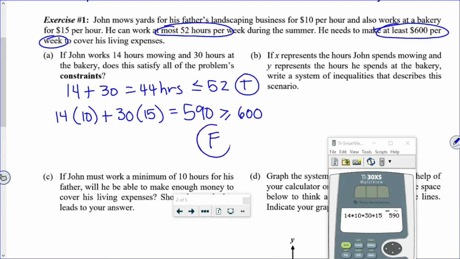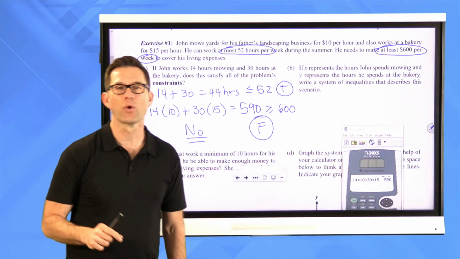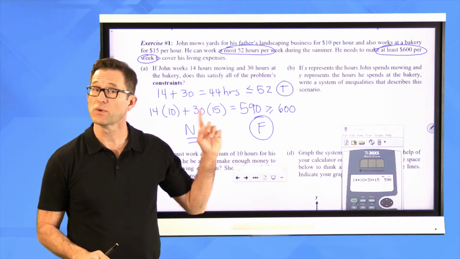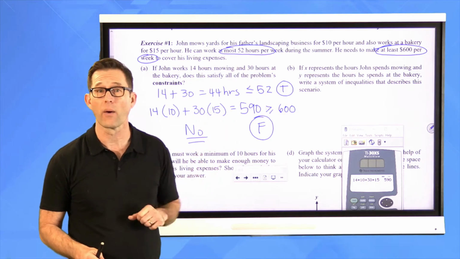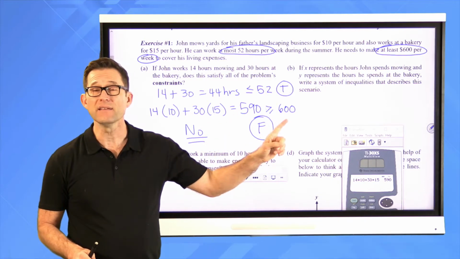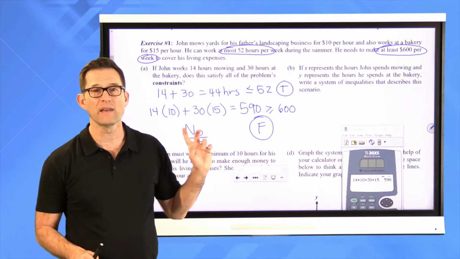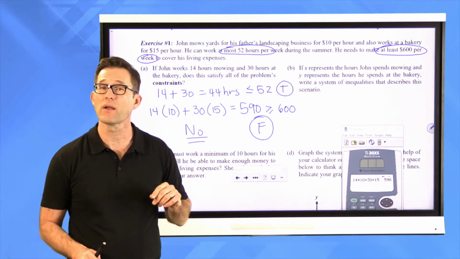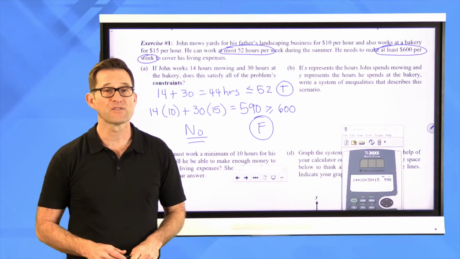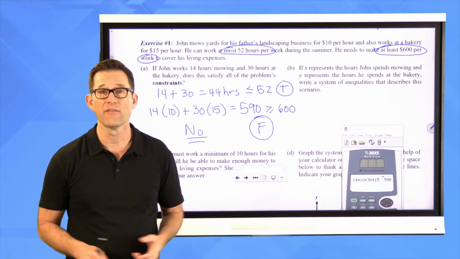I mean, it's close, right, but the answer is no. My two conditions were that John had to work at most 52 hours, which was the case, 44 hours, and had to make at least $600. But at 14 hours mowing and 30 hours at the bakery, John only makes $590, so that's false. He doesn't make enough money there.